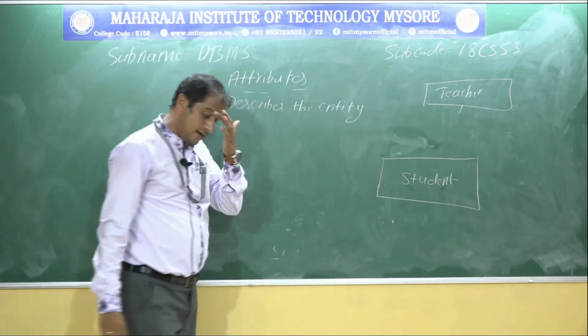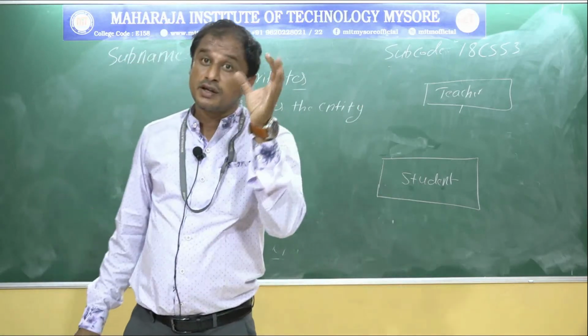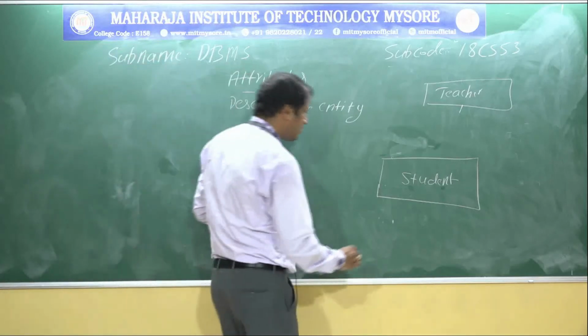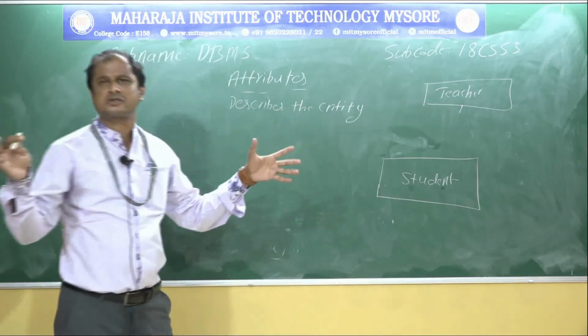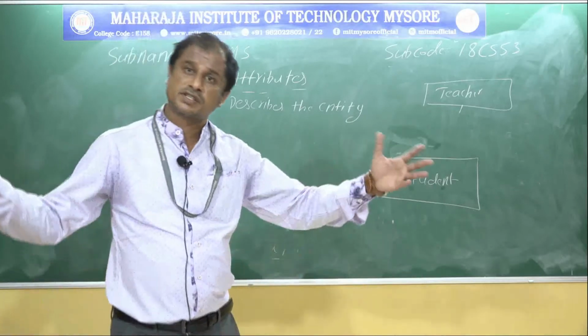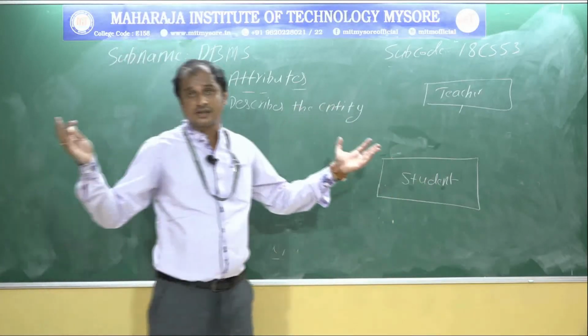Attributes describe the entity. So here we have types of attributes to describe it. As I told you, there is name, which has first name, last name, and middle name. I also have my address, right?